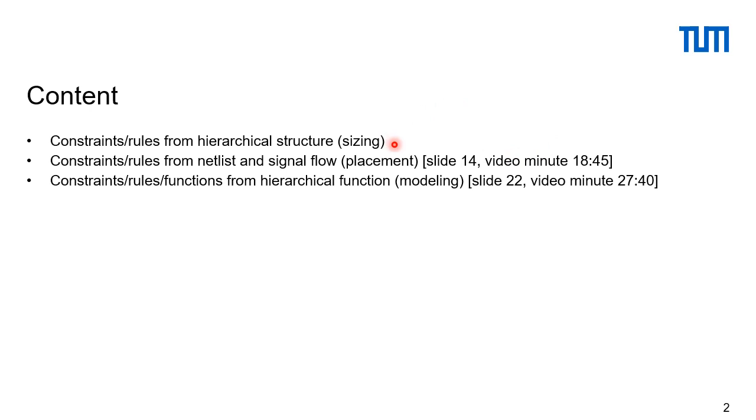The first part will be on getting constraints and rules out of the hierarchical structure of a netlist and look at it within sizing. The second part will be on extracting constraints and rules, not just from the structure of a netlist, but also from its inherent signal flow. And we will look at how this can be used for placement.